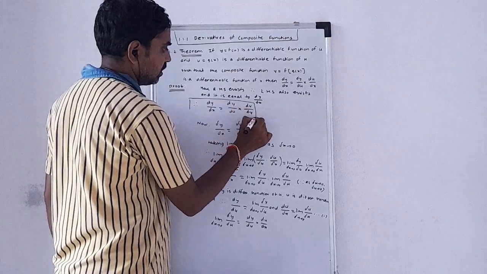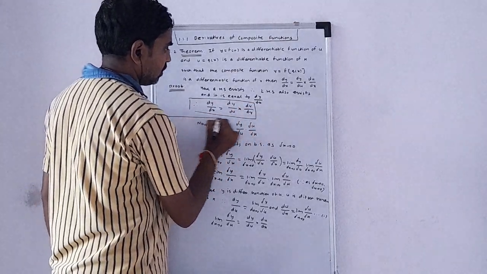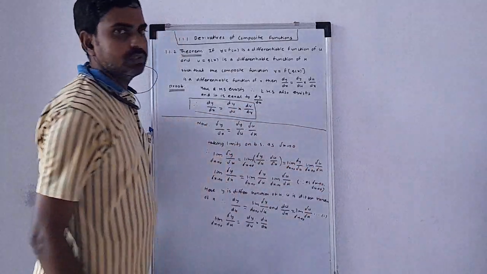These are the final results for the derivative of a composite function.